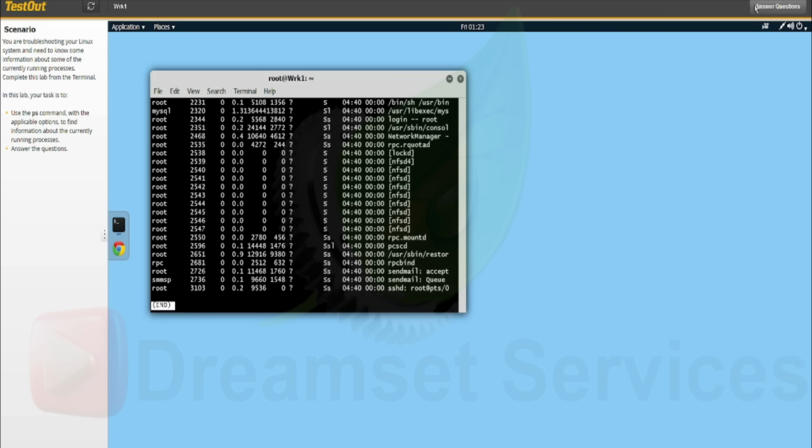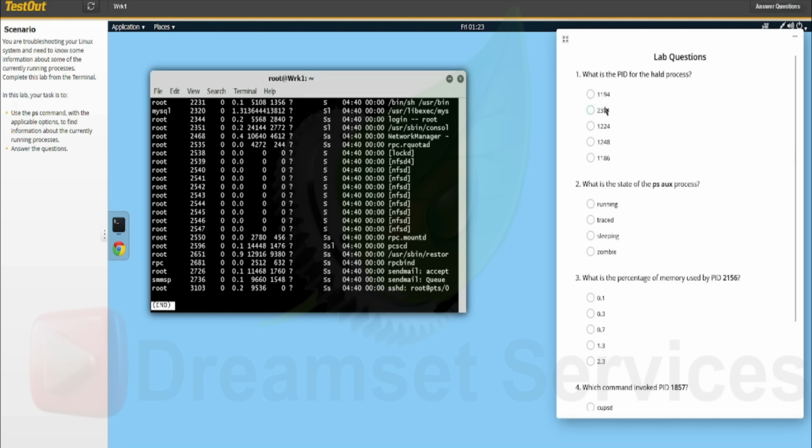And then you go ahead and answer the questions that follow. What is the PID for the held process? So it's going to be 1194.